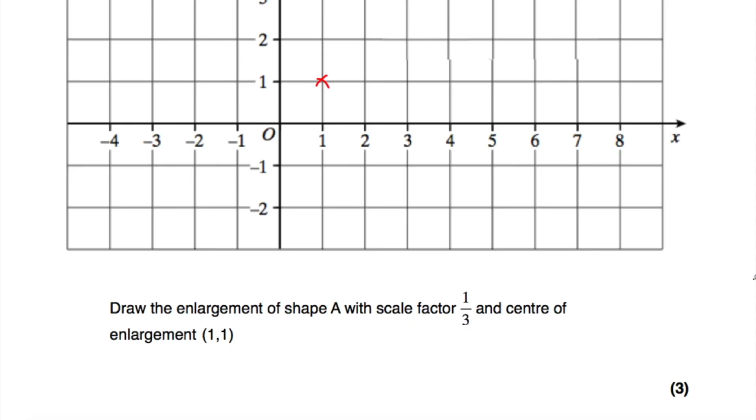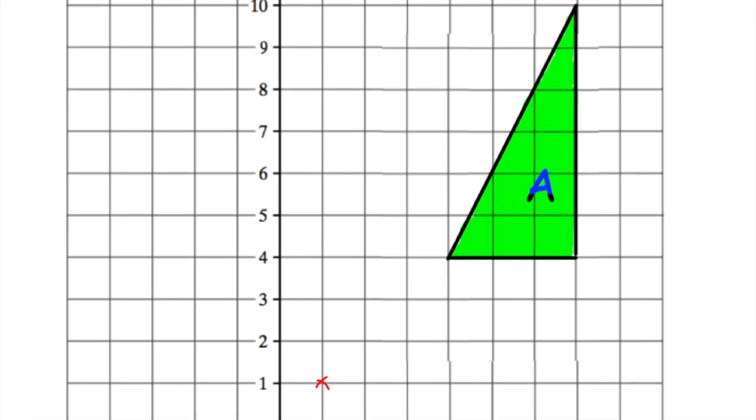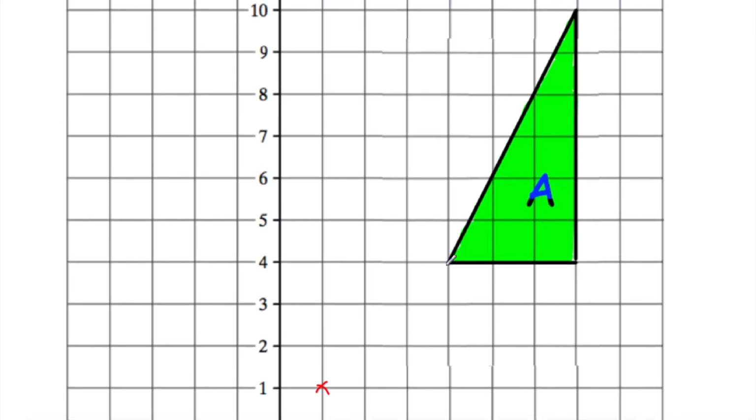Now, in terms of the scale factor of enlargement, that's 1/3. So that means that all the sides are going to become 1/3 of the original size, but all the points are going to become 1/3 of the distance from the center of enlargement. So we'll divide all the distances from the center of enlargement by 3. So let's start off with this point here. To get to this point here, we go 1, 2, 3 to the right, and 1, 2, 3 up. So instead of going 3 to the right and 3 up, we're going to divide that by 3. Then we'll find 1/3 of it, which is 1. So that'll be 1 to the right and 1 up.